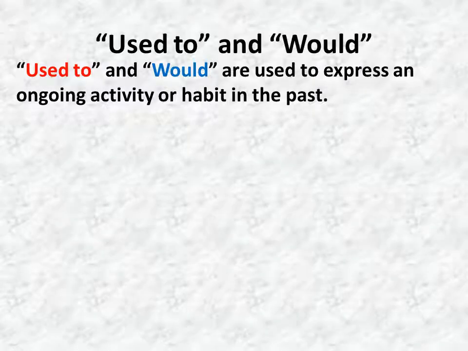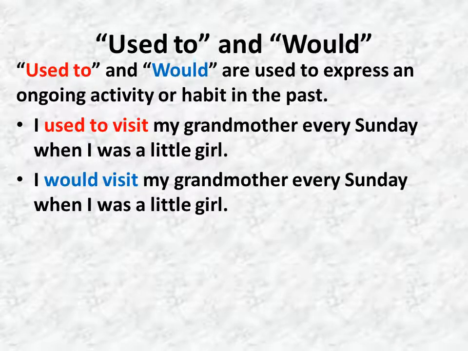There are two other ways to express the past. Used to and would are used to express an ongoing activity or habit in the past. I can say, I used to visit my grandmother every Sunday when I was a little girl, or I would visit my grandmother every Sunday when I was a little girl. These two sentences mean the same thing. Because visit is an active verb, I can use either one.